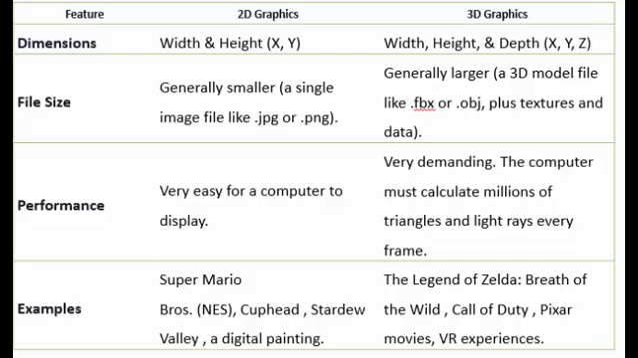Finally, examples. Games like classic Super Mario Brothers and Stardew Valley mainly use 2D graphics, while games such as The Legend of Zelda: Breath of the Wild, Call of Duty, movies, and VR experiences use 3D graphics. So remember, 2D is generally simpler and lighter, while 3D is more complex and requires more processing power.